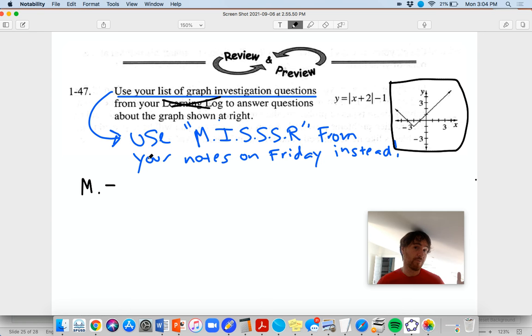M is minimum, of course. What does it stand for again? I kind of gave it away there. Minimum or maximum points. This one here looks like we're going up, like we got these arrows right here and right here. So this one's shooting up and goes up infinitely. So it's not going to have a maximum point, but does it have a minimum point?